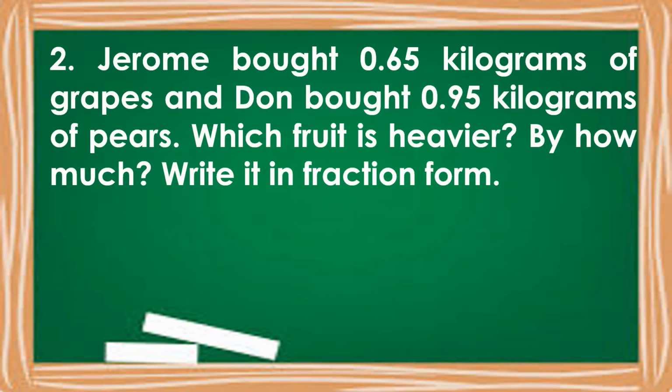Number 2. Jerome bought 6.50 kilograms of grapes, and Don bought 9.50 kilograms of pears. Which fruit is heavier? By how much? Write it in fraction form. Okay, correct. Pears are heavier than grapes by 30 hundredths or 30 over 100.